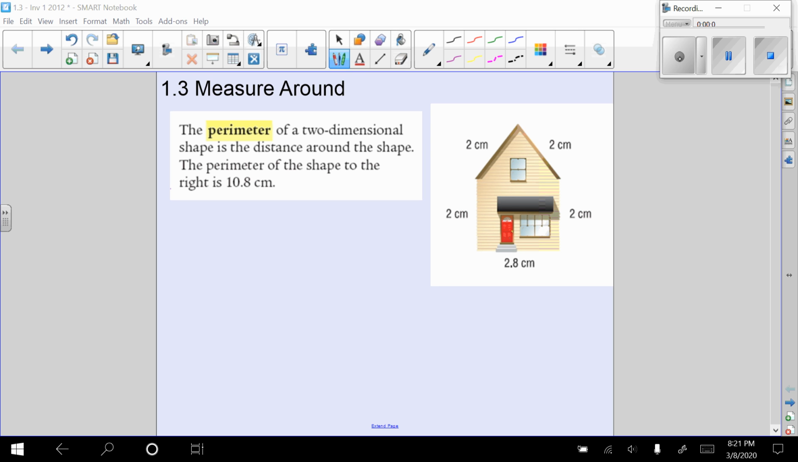Chapter 7. We're going to start with 1.3, which is perimeter. The perimeter of a two-dimensional shape is the distance around the shape. The perimeter of the shape to the right is 10.8 centimeters. That means I added up all those numbers to get to 10.8.